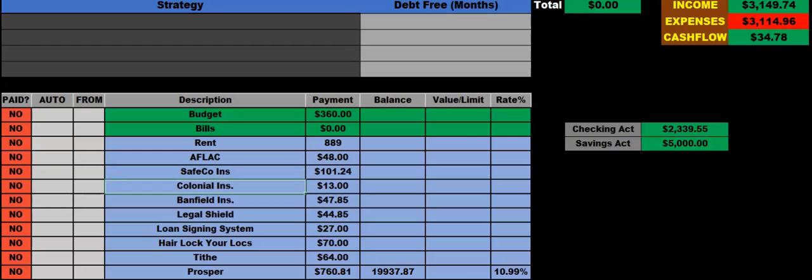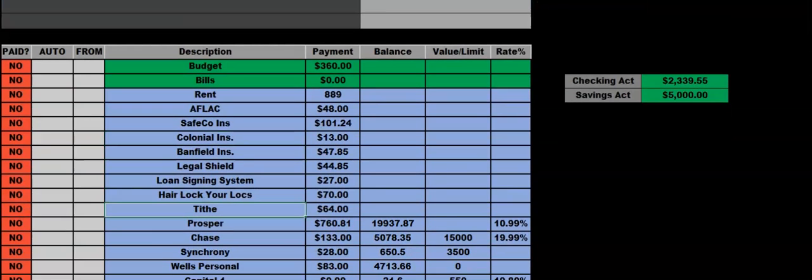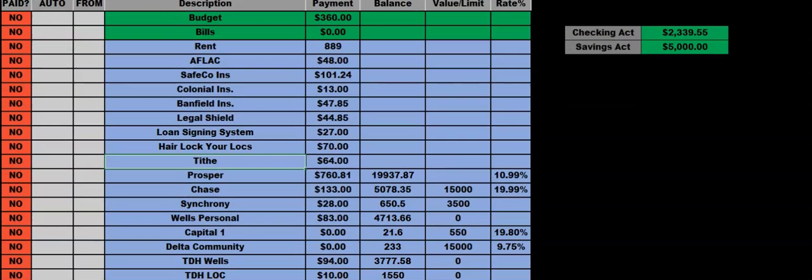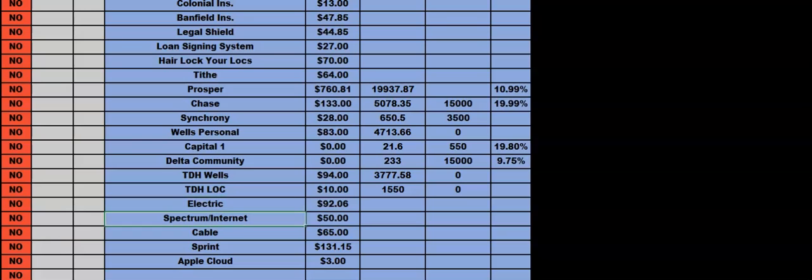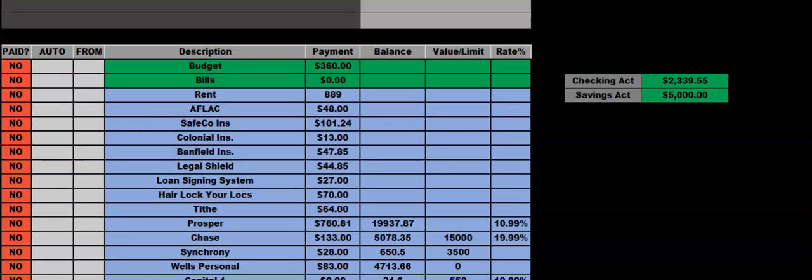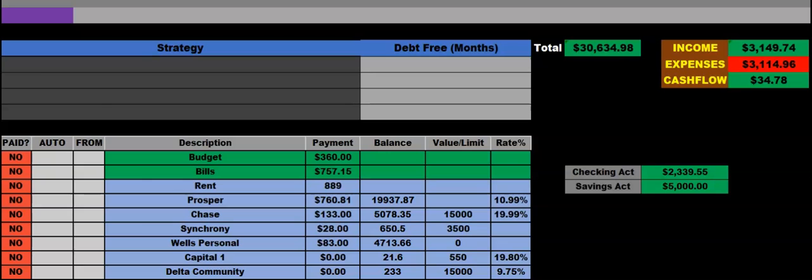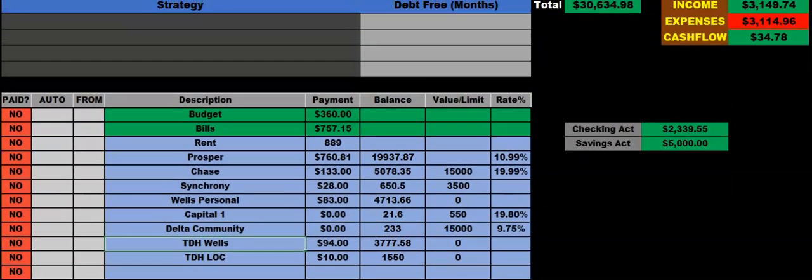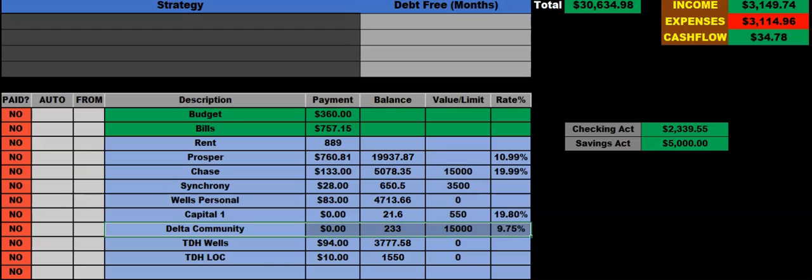Rent. So what can be paid with a credit card will be the tithes, all the electric, Spectrum, cable, Sprint, and Apple Cloud. So we'll clean this up and move these over to the bills. Okay, so all of the bills that could be paid with a credit card are now put on this bills card. And the credit card we're going to use for the bills is actually going to be this Delta Community card. The minimum payment is going to be the total, which will be $757.15, because we'll be paying this card off every month.